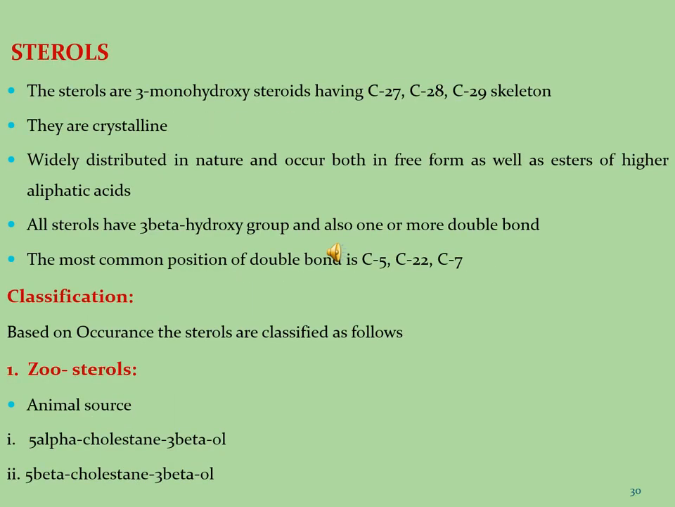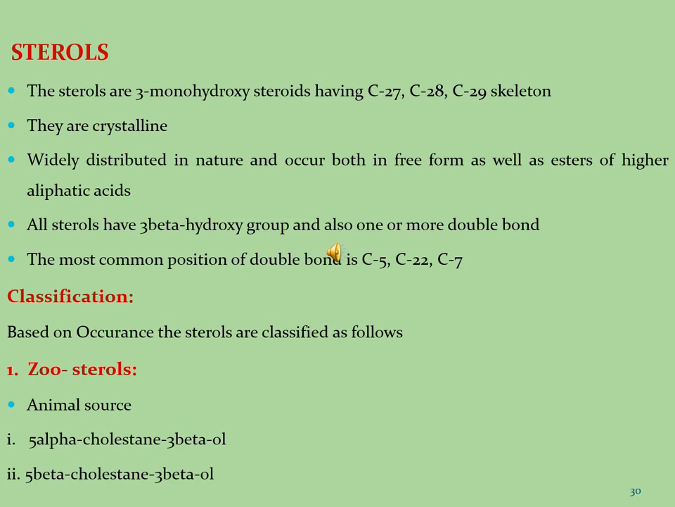In this slide, we will discuss the basic structures of the sterols molecules, their classifications, and their identification test. Sterols are those steroidal molecules in which hydroxyl group is present at carbon 3 positions, and generally these consist of carbon 27 to carbon 30 basis skeleton of the carbon atoms. So sterols are 3 monohydroxy steroids having carbon 27, carbon 28, carbon 29, and carbon 30 basis skeleton.